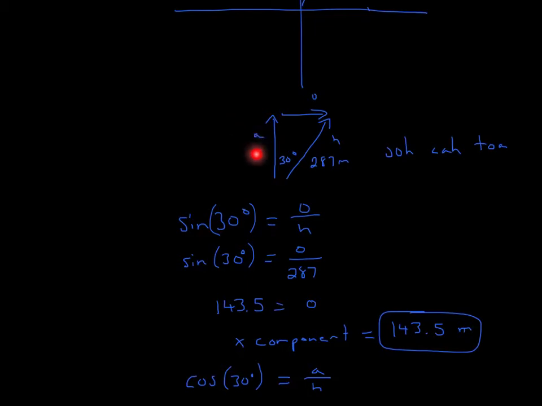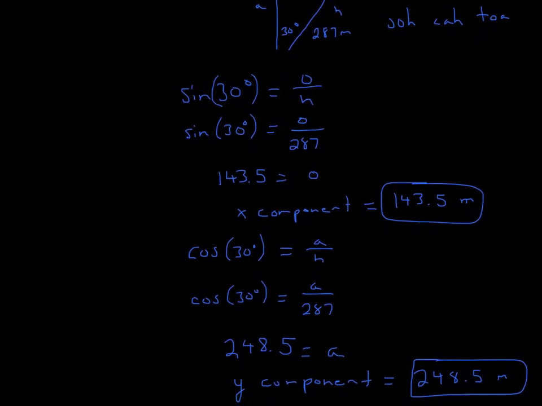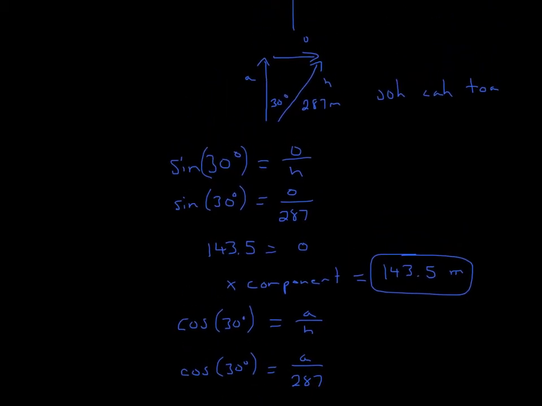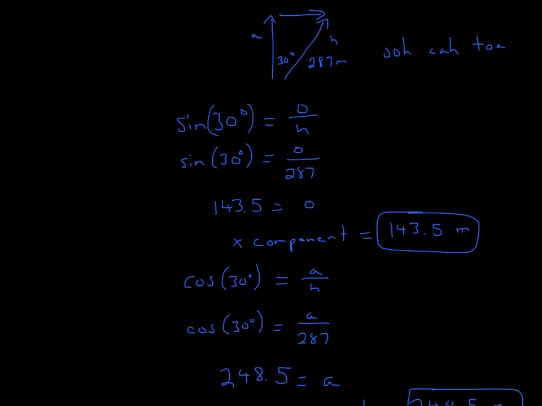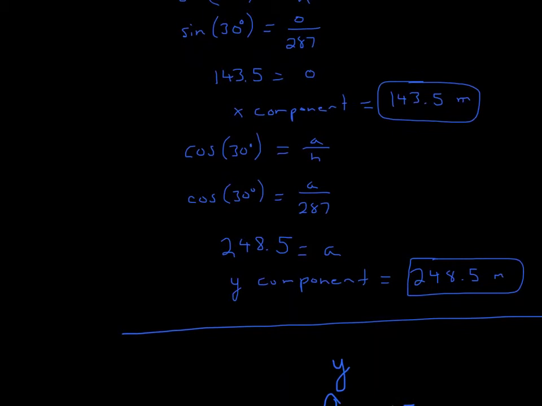And okay, so it'll be adjacent over hypotenuse, that's going to be cosine. So we go down, so it's going to be cosine of the angle, cosine 30 degrees, equals adjacent over hypotenuse. We just fill in the information, 287, multiply each side by 287, you get 248.5. You confirm that what you just solved for is the y component, and it is because it's up. So it's a y component, and it's going to be 248.5. We said it's positive because it's up, and then the units are going to be meters.